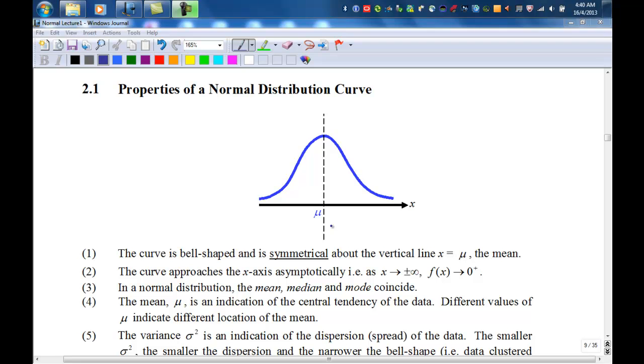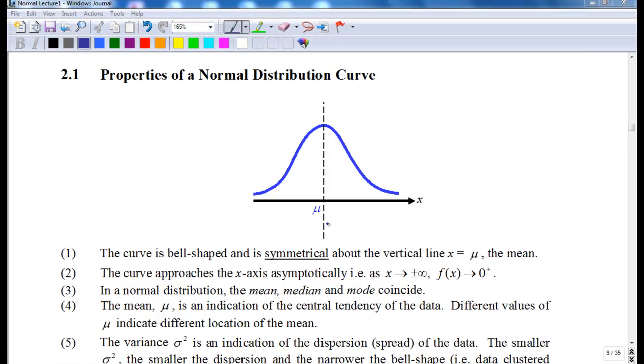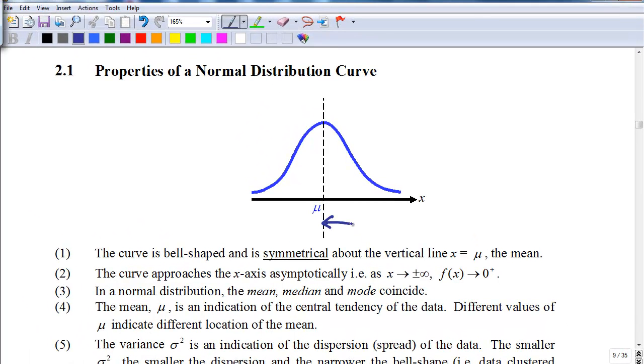Now, there are some interesting properties of a normal distribution curve that you need to know. Of course, the curve is bell-shaped. It's also symmetric about the vertical line x equals mu, the mean. Everything on the left and everything on the right of this line is symmetric. The curve will also approach the x-axis asymptotically, meaning the line y equals 0 is actually an asymptote.